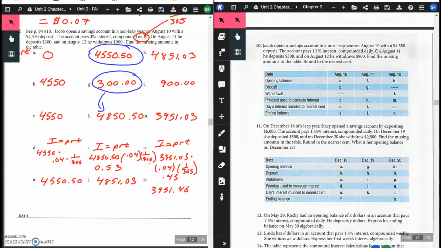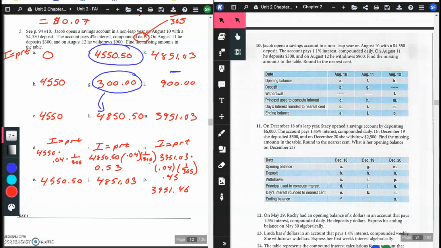Now go back up to K at the top. The next day he starts with 4851.03. Okay, he ended on the 11th with it. He starts on the 12th with it. There is no deposit. All right. So for part L, he withdraws $900. So you're going to take your 4851 and you're going to subtract your 900, which gives you a new balance of 3951.03.